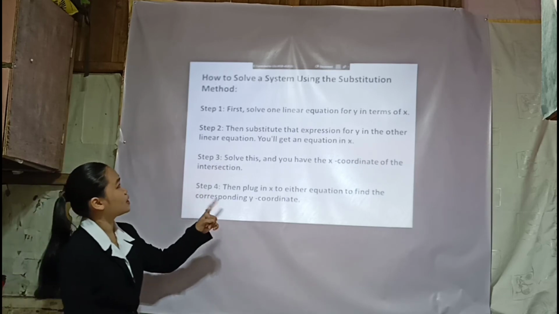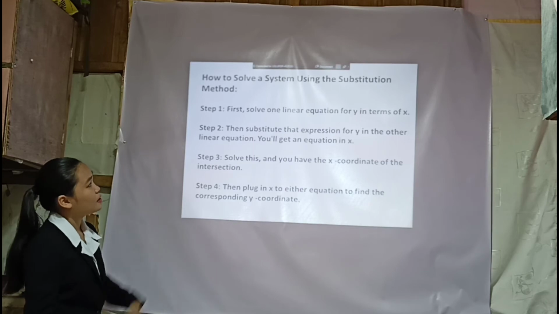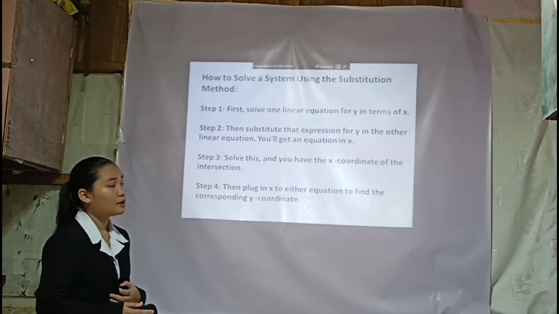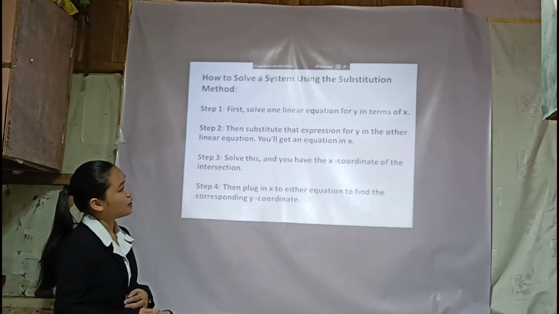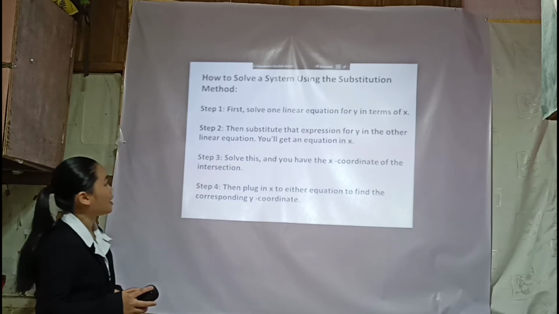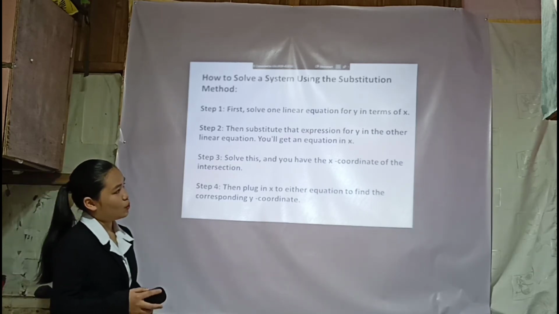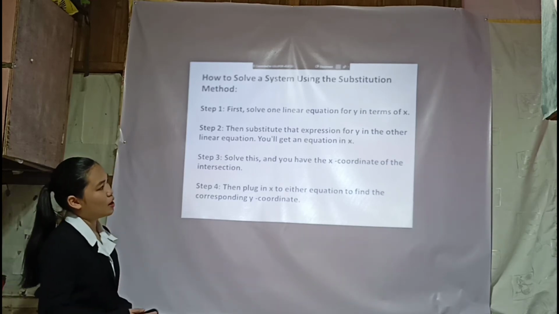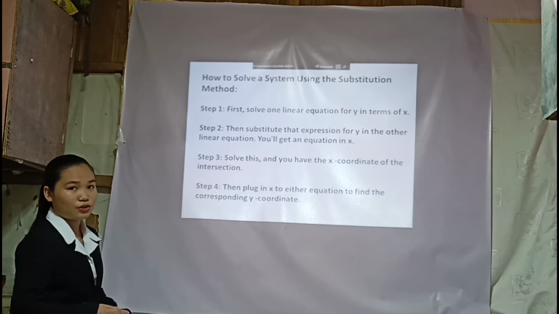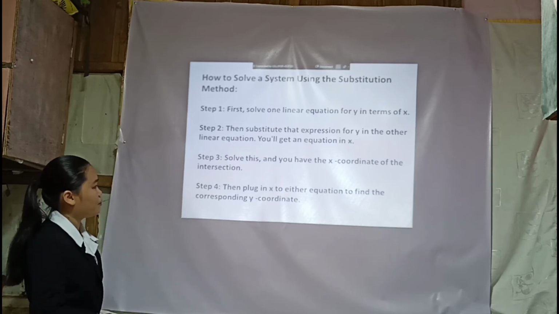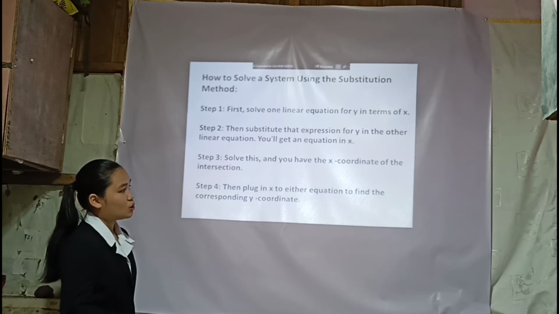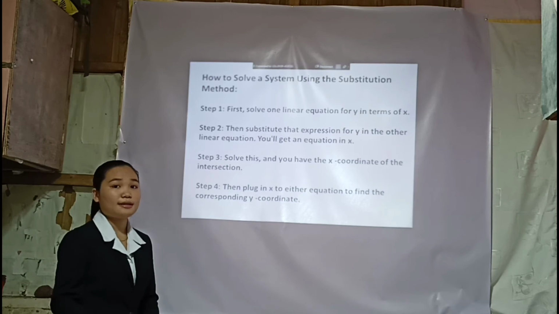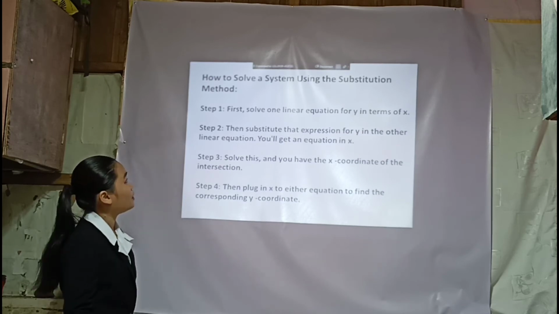How to solve a system using the substitution method? Step 1. First, solve one linear equation for y in terms of x. Step 2. Then substitute that expression for y in the other linear equation. You'll get an equation in x. Step 3. Solve this and you have the x coordinate of the intersection. And the last, step 4: plug in x into either equation to find the corresponding y coordinate. So, for you to understand, I have here an example.